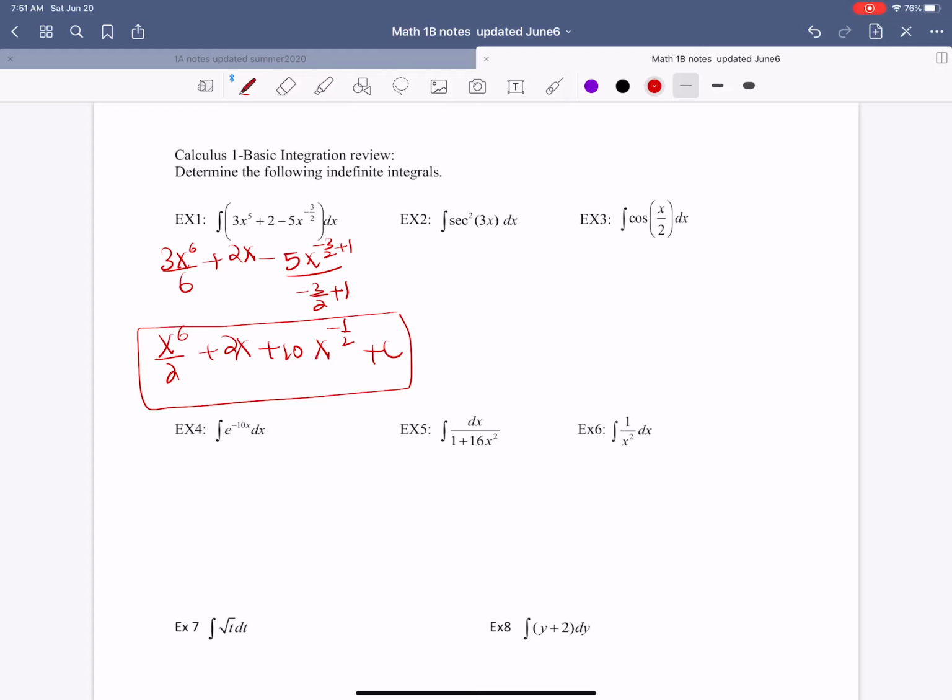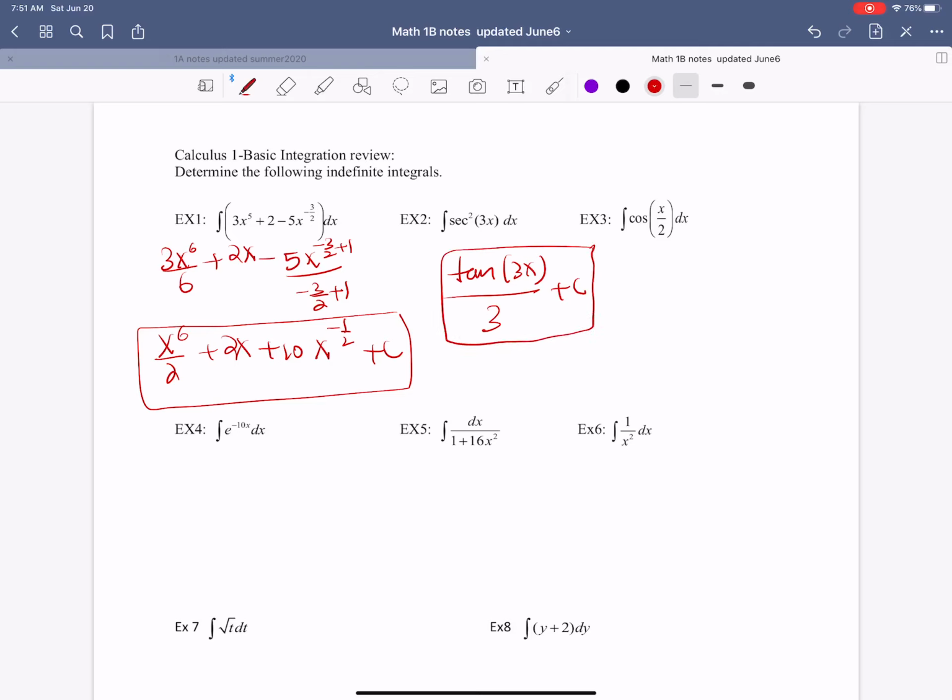Okay. Next, example number 2. Is there any function whose derivative is secant squared x? Yes, it is tangent x. So it's going to be tangent 3x and then divided by the 3, plus c. You can always check if your work is correct. When you take the derivative of this function, you should get that. If you don't, then you don't have the correct answer.